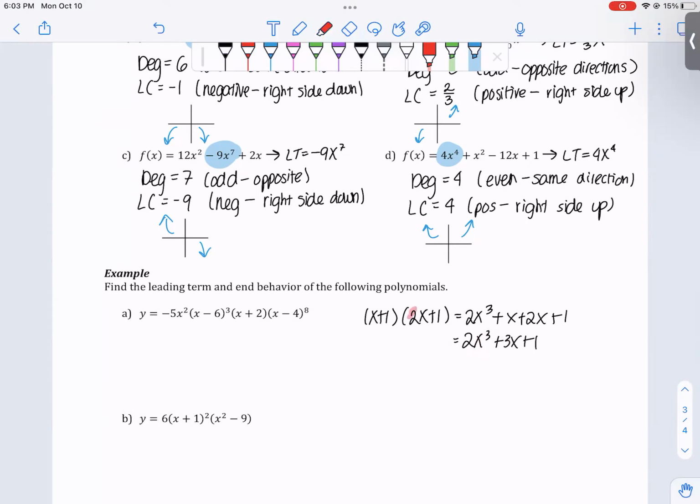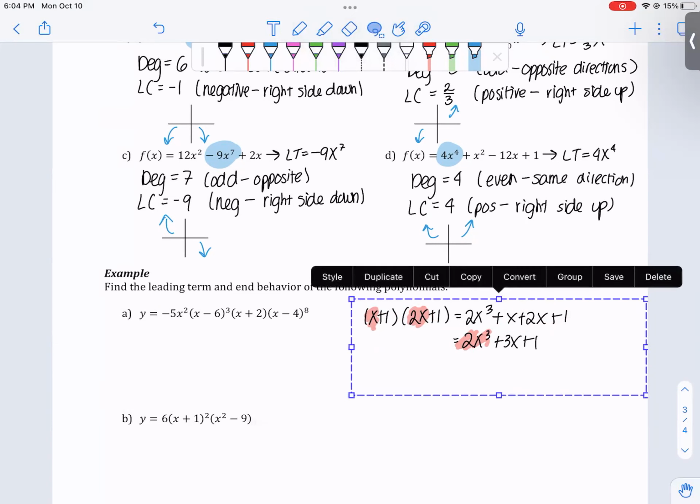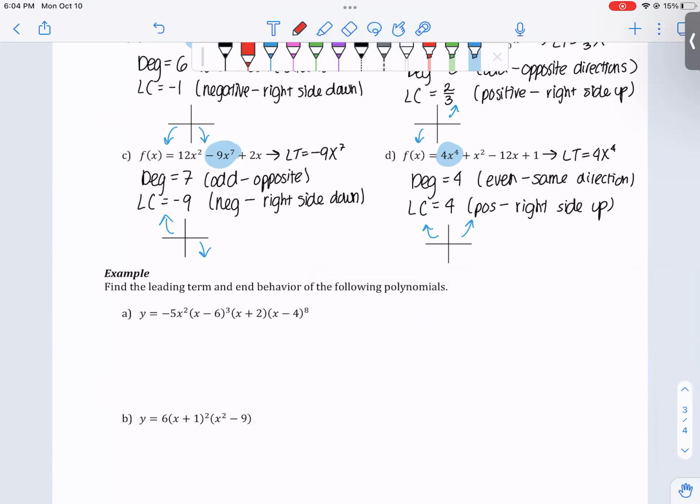Notice, we would have got that same result if we had just multiplied together x and 2x. That would have given us our 2x cubed. None of this other stuff that happened when FOILing matters for the leading term. The only thing that's going to contribute to the leading term is the highest term in each factor. So the trick: keep only the leading term from each factor.